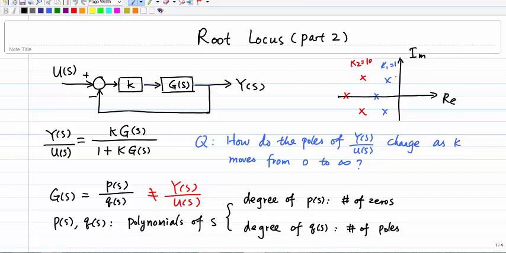For example, I'll give an example showing how the poles would change when k is 1, I can draw the poles. When k is 10, I can draw the poles again. So you can see that as k changes, the poles will move. The root locus talks about how the poles will move as we increase k from 0 to infinity.